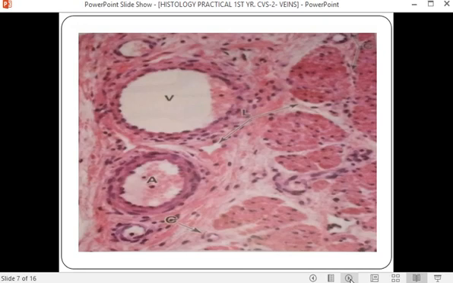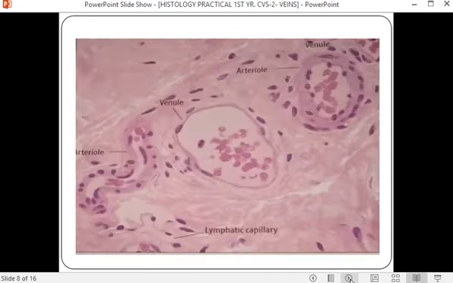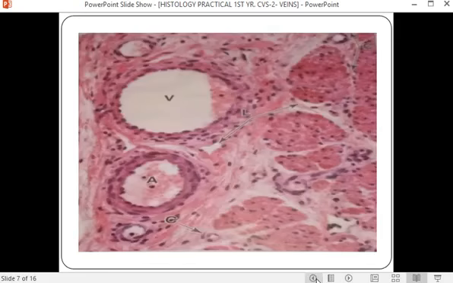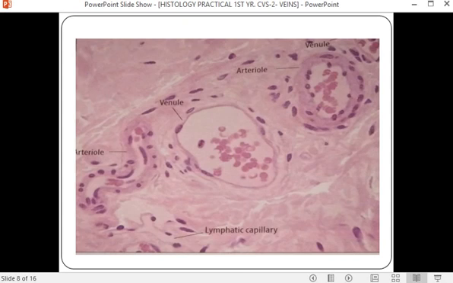This is the microscopic diagram of a venule. We can see that in the venule 2 to 3 layers of smooth muscle fibers are present in tunica media. Then in the next diagram we can see a venule. This is also a muscular venule, and we can see 2 to 3 layers of smooth muscle fibers surrounding the endothelium, basically forming the tunica media of a venule.